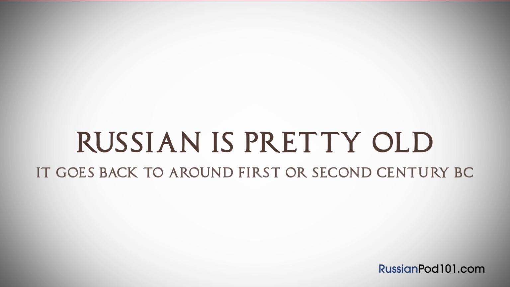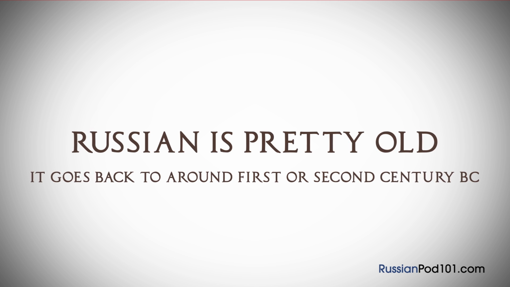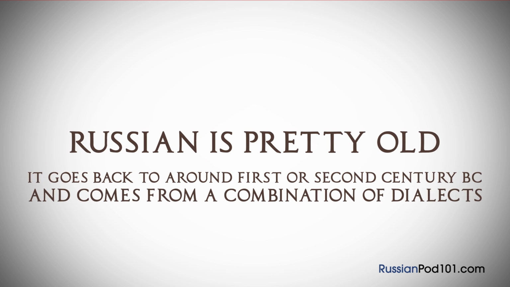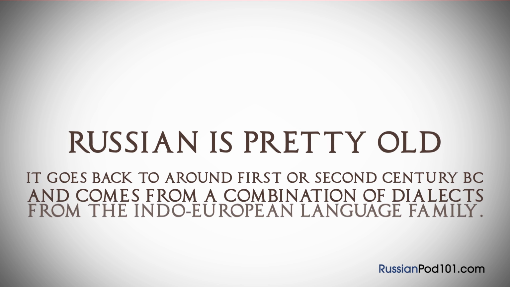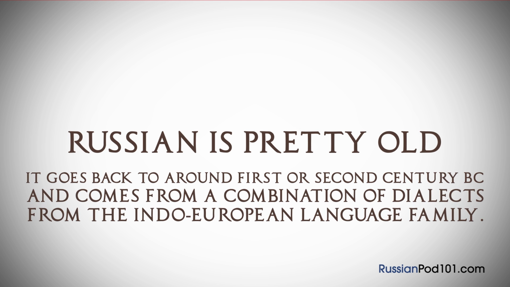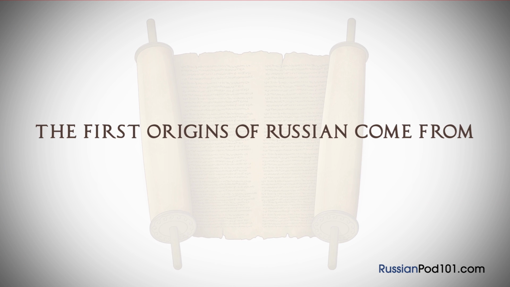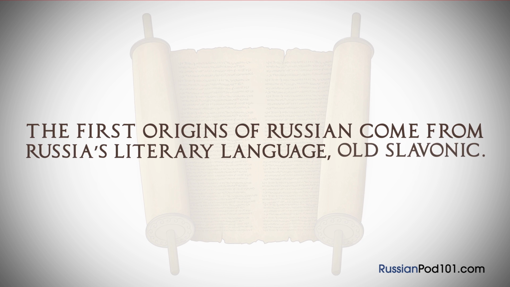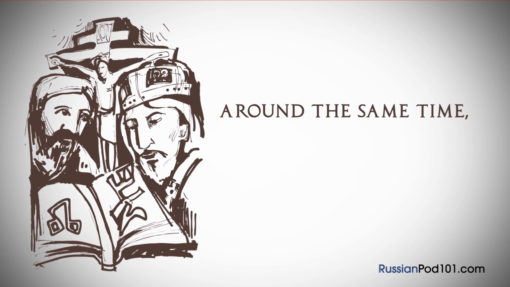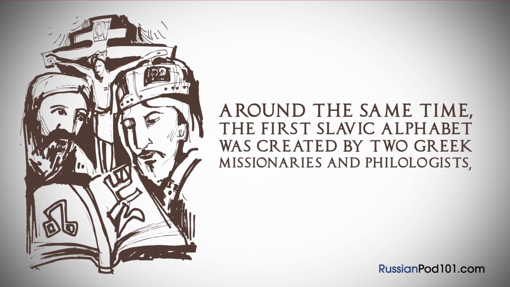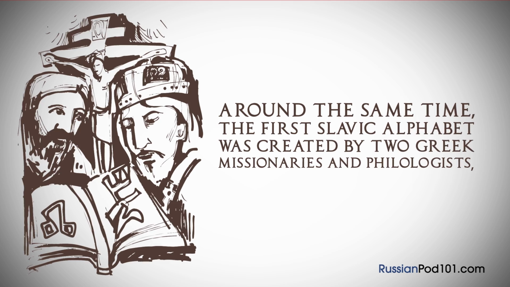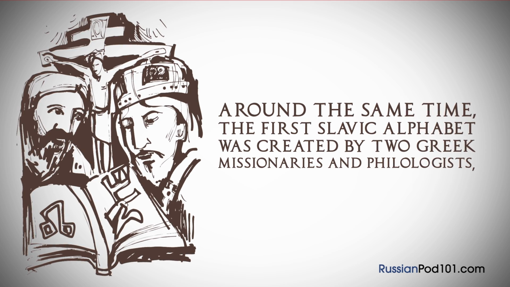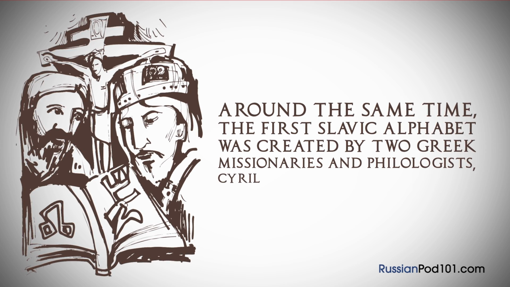Russian is pretty old. It goes back to around the 1st-2nd centuries BC and comes from a combination of dialects from the Indo-European language family. The first origins of Russian come from Russia's literary language, Old Slavonic. Around the same time, the 1st-2nd centuries BC, the first Slavic alphabet was created by two Greek missionaries and philologists, Cyril and his brother Methodius.